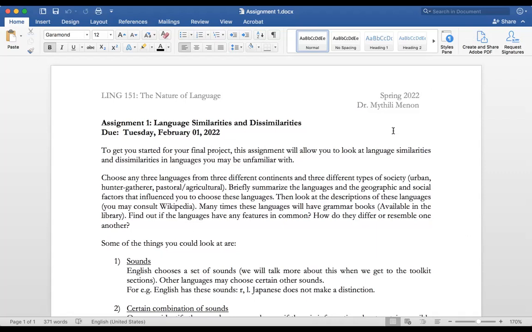So for the urban society, don't do English. I know English is an urban language, and everybody knows English, so let's keep English aside. If you want to do ASL, that's fine. Sign language is fine. Spanish is fine. But let's leave aside English for now, okay? Because I know that's an easy one and everybody knows it. Any other questions? Do you feel comfortable doing this assignment for next week?